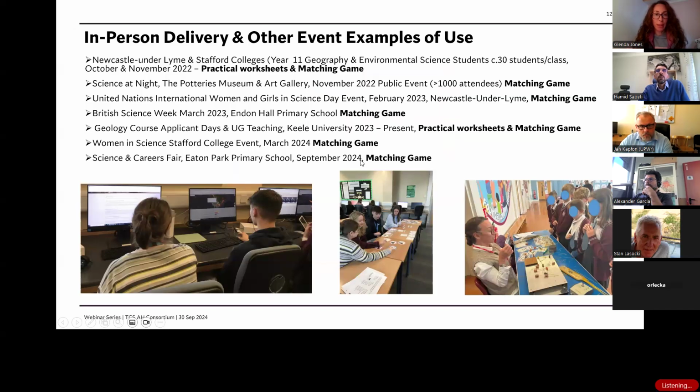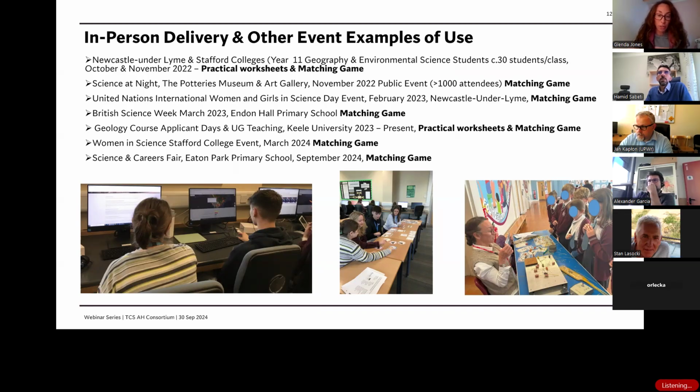Okay, so both the printable matching game and those worksheets that we just looked at were delivered in person using funding from the British Geophysical Association at colleges local to Keele University. That involved Newcastle-under-Lyme and Stafford colleges, delivering the material to Year 11 Geography and Environmental Science students, with around 30 students per class. This was undertaken in October and November in 2022.